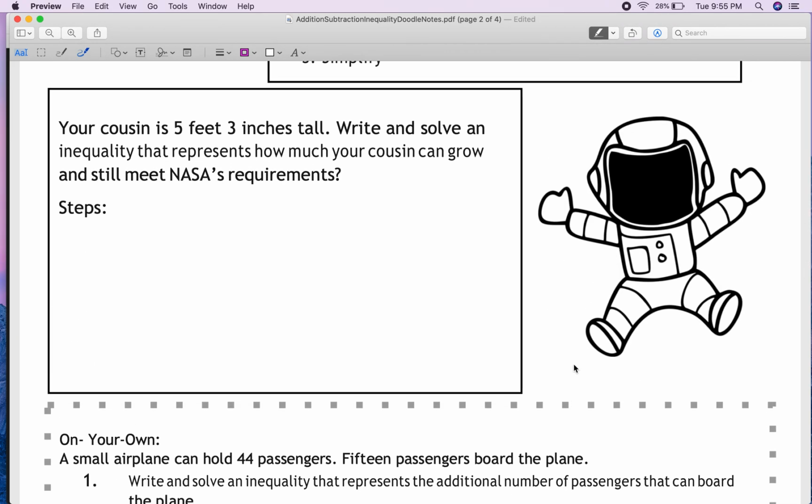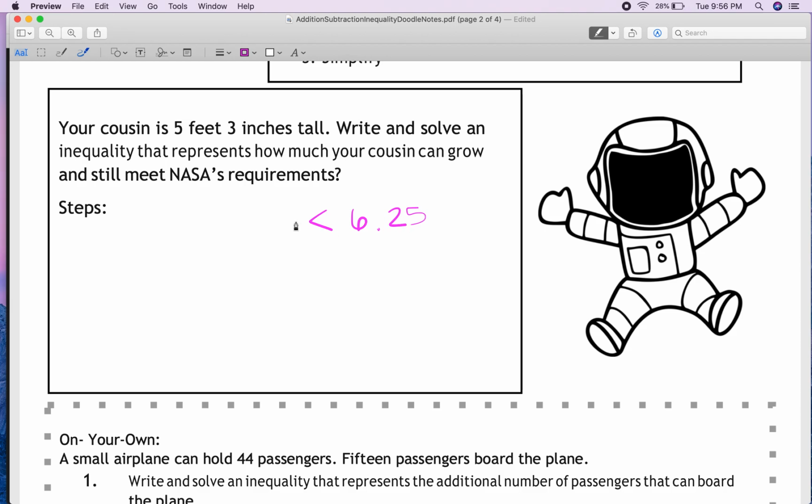All right, the third problem here, it says your cousin is 5 feet 3 inches tall. Write and graph an inequality that represents how much your cousin can grow and still meet NASA's requirements. All right, we're going to write the inequality. So we know that everybody has to be less than 6.25.